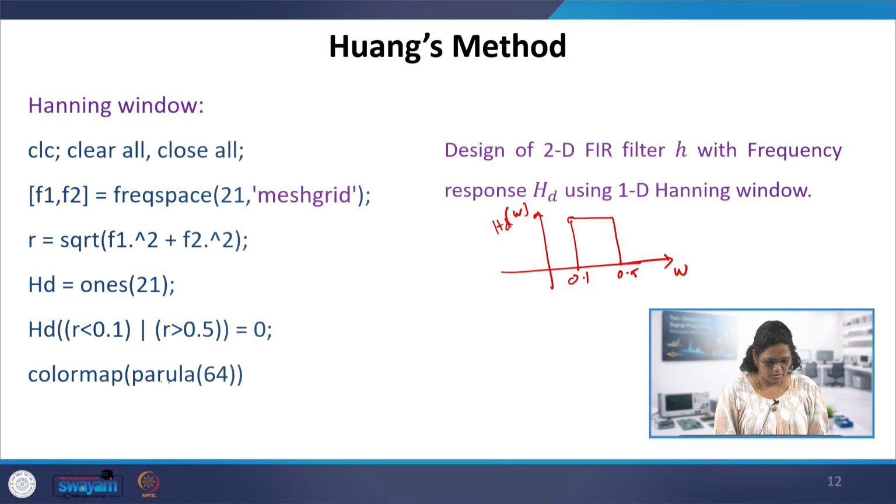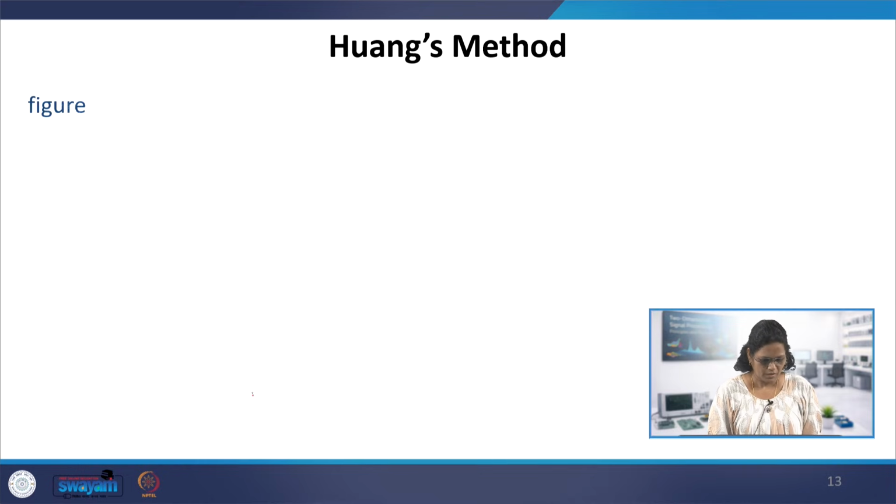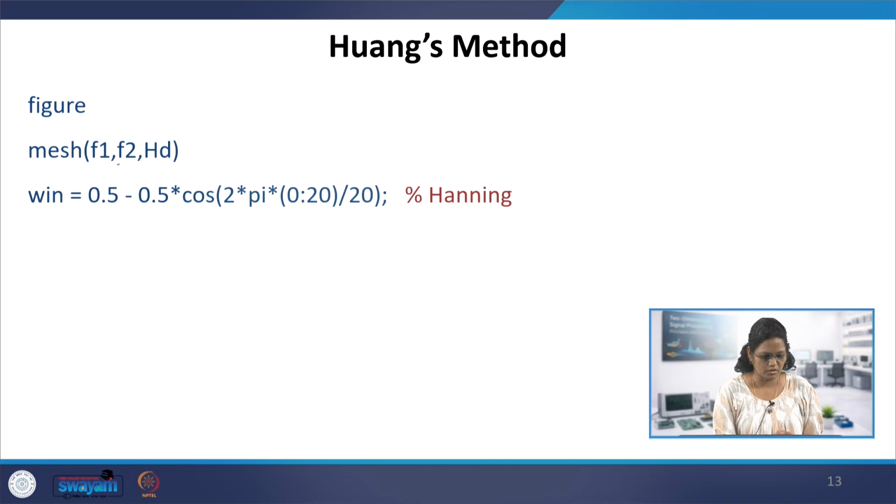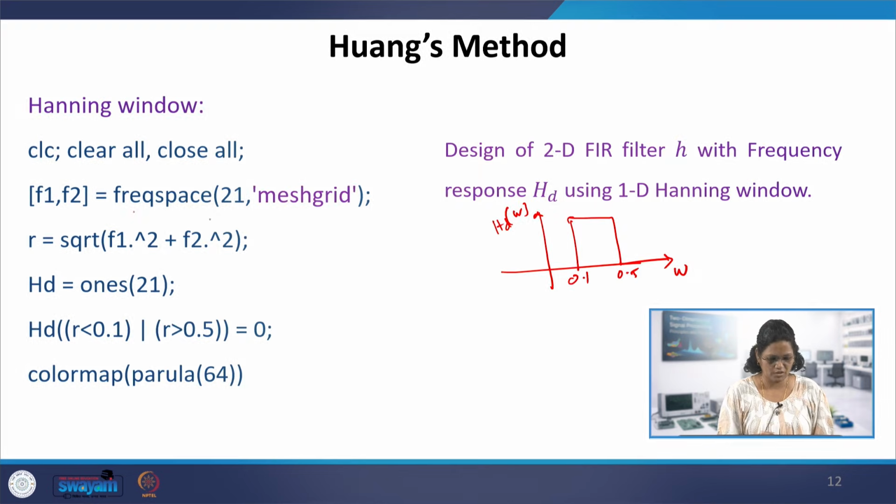So if this is the case, what is the color map? It is visualizing this in the meshgrid with a color scheme. The color map shown is 64 of Parula, and it is just a representation here, the mesh of F1 comma F2 for HD. So HD we are plotting using the meshgrid, the F1 F2 frequency space generated here.